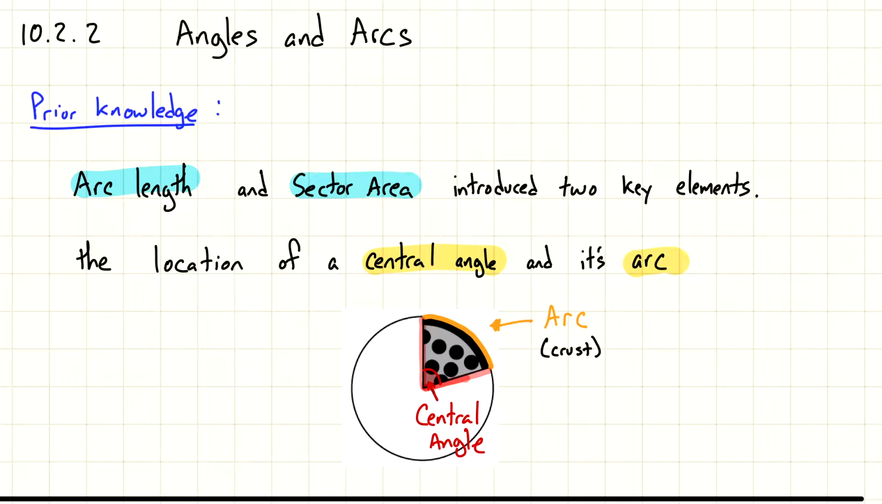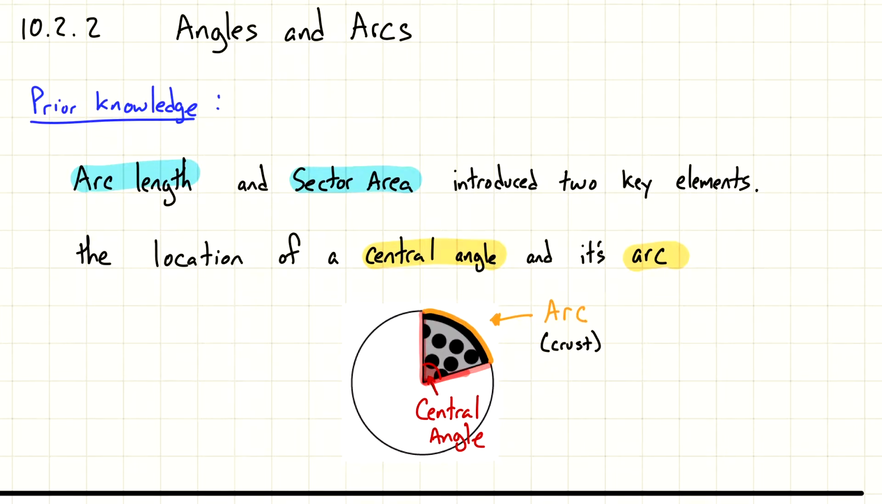So we have looked at finding the measurement of the arc. We have looked at finding the area of a sector. We have used the central angle before. So some of that's going to come back in this lesson. But mainly we want to understand this connection between an arc and an angle that we're going to see in a little bit.